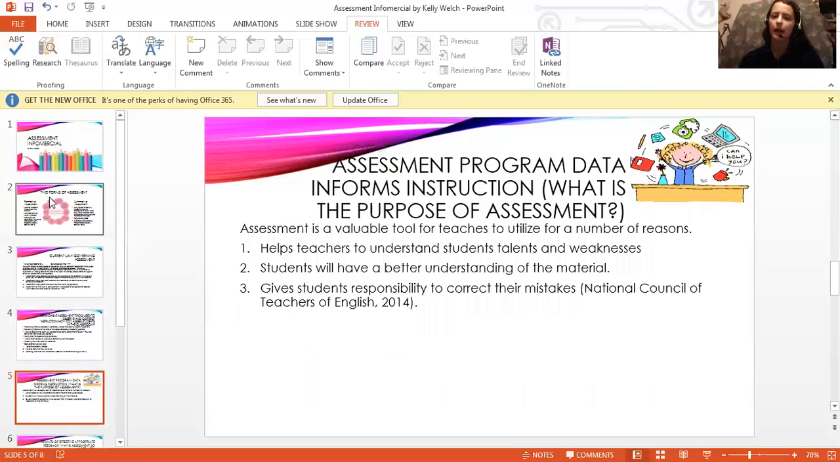So what is the purpose of assessment? The purpose of assessment is for students to have a better understanding of the material. So whenever they make a mistake and I see that they're misunderstanding the material, I can correct them and say, no, you need to do it this way. And also just reviewing the material constantly over and over again. This helps students to get a better grip on the material and to better understand the material. And then it also helps us as teachers to understand students' talents and weaknesses, and it helps give students the responsibility to correct their mistakes.